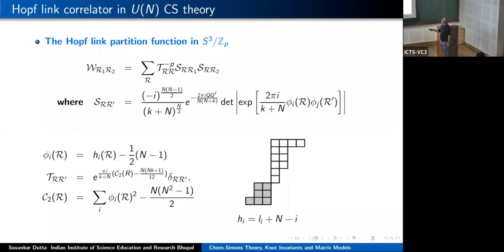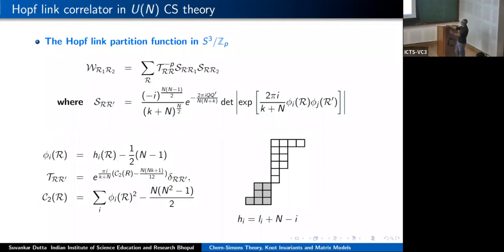And these phi i's are related to the Hook numbers of the given Young diagram representation. So any UN representation, you can write down as a representation of SUN and a charge for the corresponding U1. Okay. And the representations of SUN you can write in terms of Young diagrams. So the l_i's are the number of boxes in the Young diagram, and given the number of boxes, you can calculate the h_i's. The h_i's are called Hook numbers. So the phi i's are related to the Hook numbers, okay? T_RR is given by this. All other quantities are known here. The C2R is the quadratic Casimir for this representation, okay? So C2R has this form.